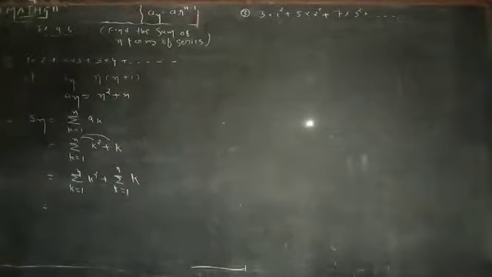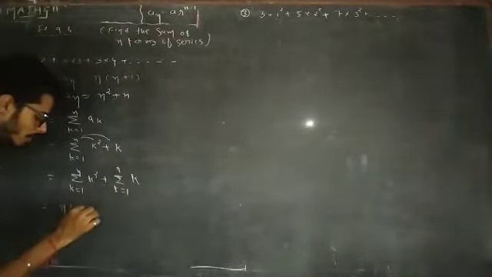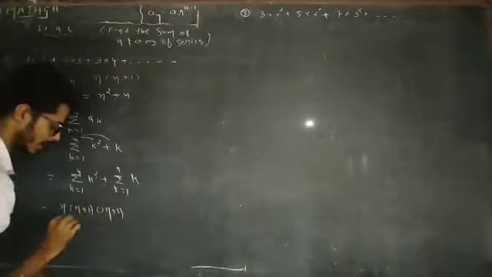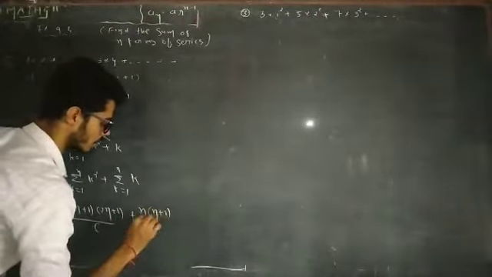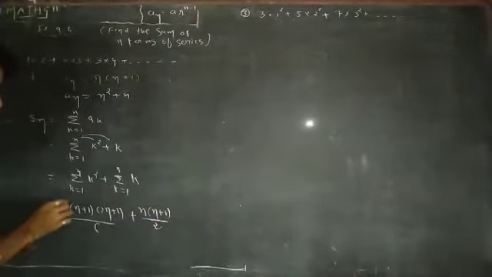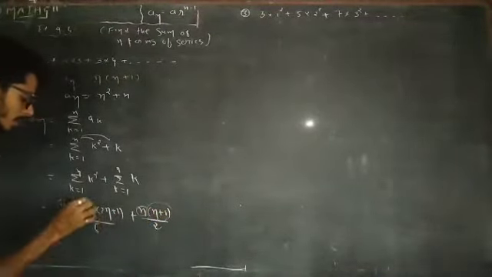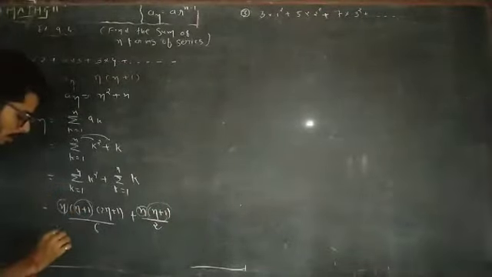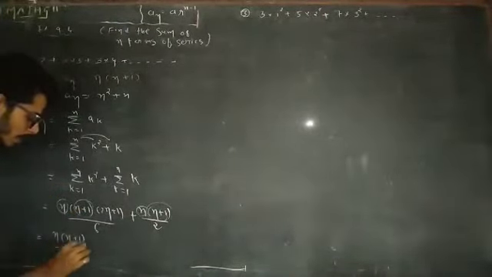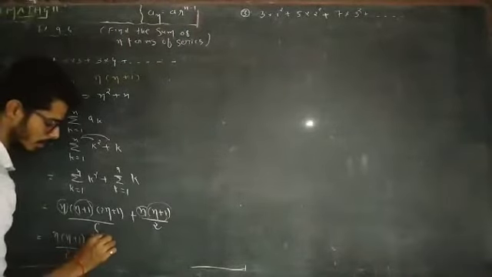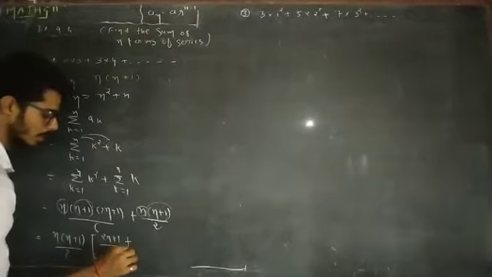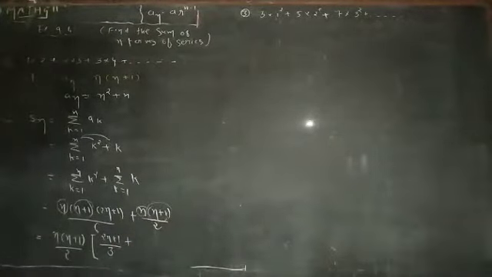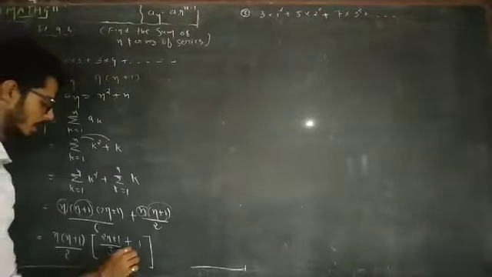For k square, as we know the formula, it is n into n plus 1 into 2n plus 1 divided by 6. And for k, it is n into n plus 1 divided by 2. Taking common the term n into n plus 1 divided by 2 from both, the remaining term is 2n plus 1 divided by 3 for the first and 1 for the second.